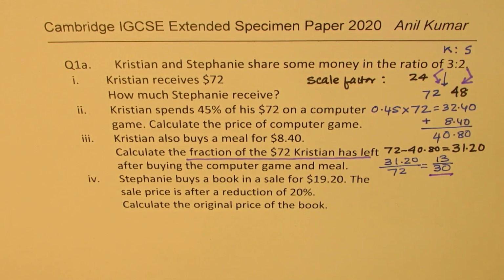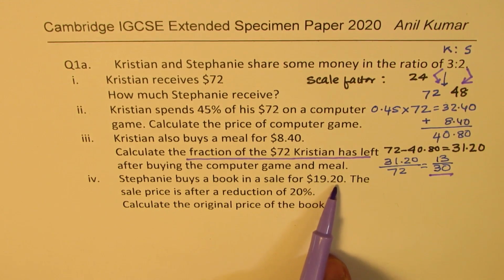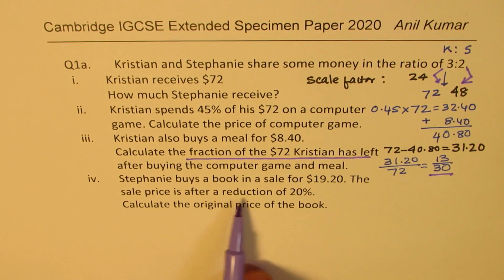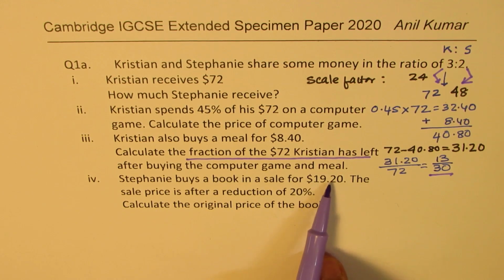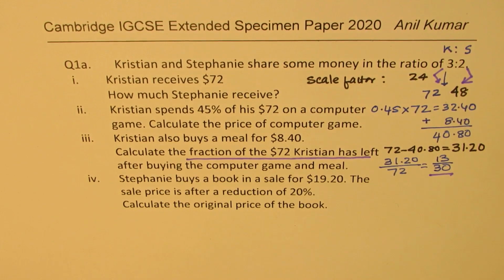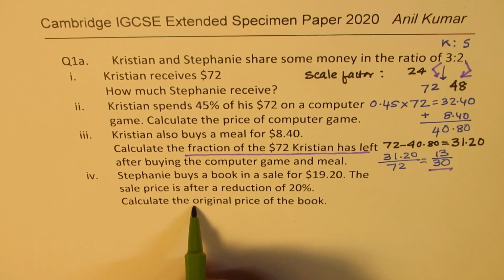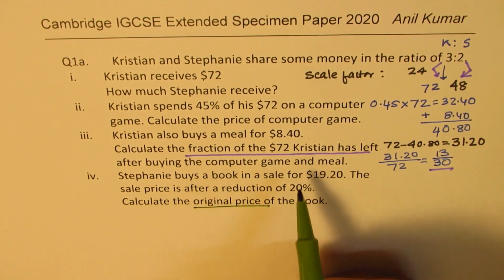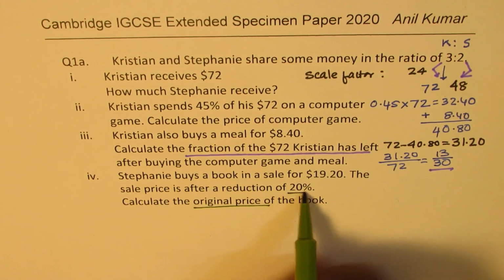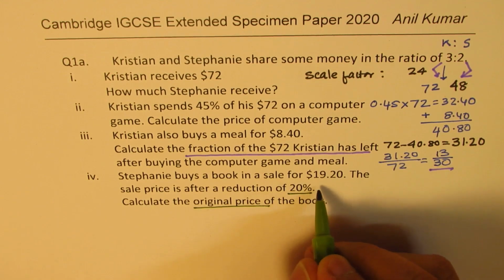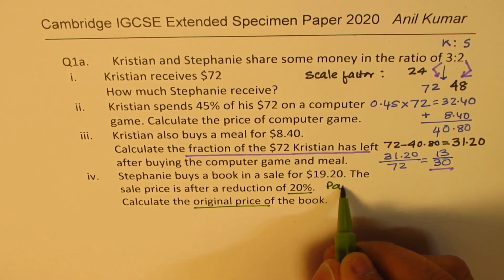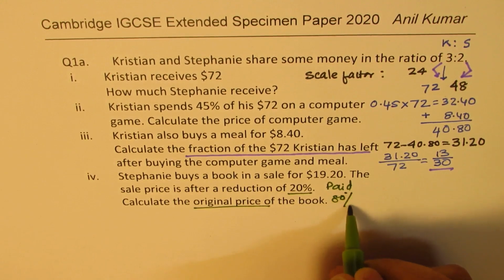Perfect. Now 4 is Stephanie buys a book in a sale for $19.20. The sale price is after a reduction of 20%. So this is the lower price. Calculate the original price. So we want the higher price, right? So original price. Does it make sense to you? Now, Stephanie actually paid 20% less. 20% less means she paid 80%, right? So paid 80%. So that is how you could see, right?